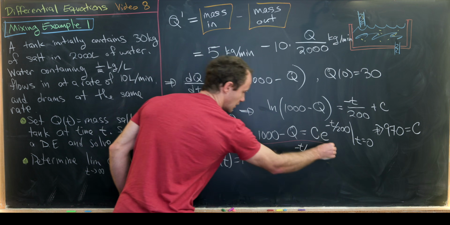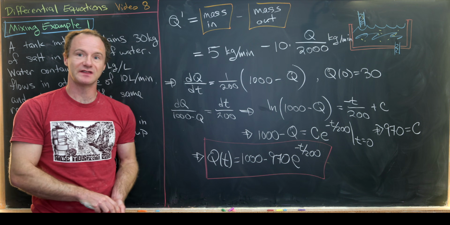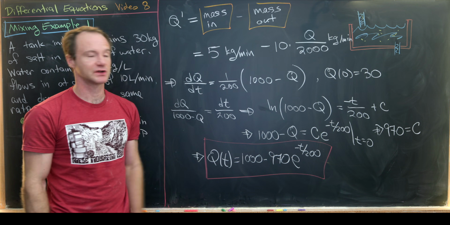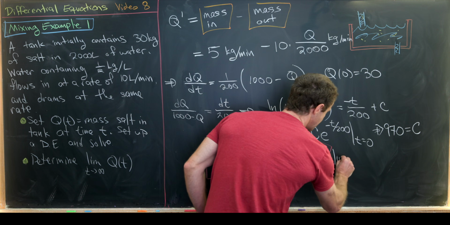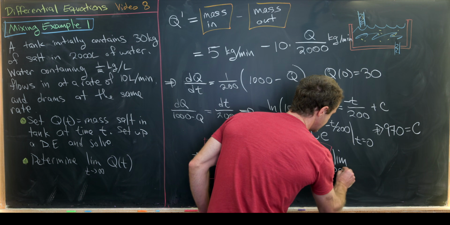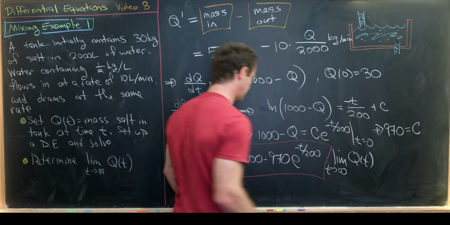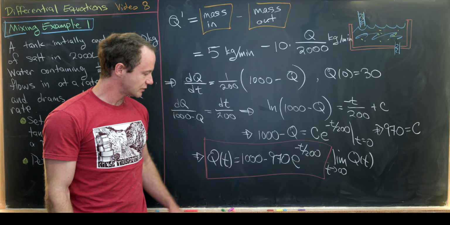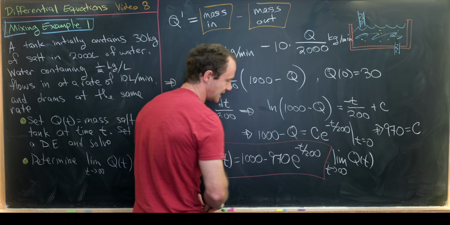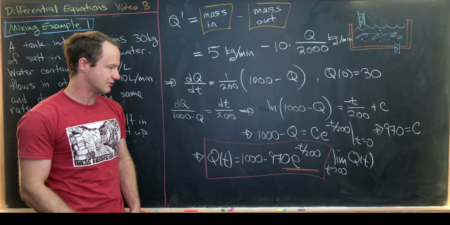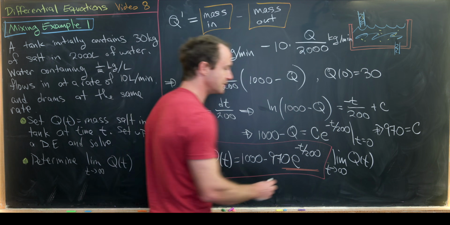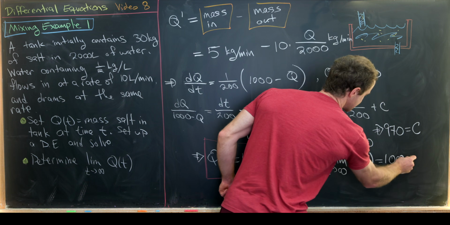Great. So we've solved our differential equation. This will model the amount of salt in the tank at time t. Now let's also take our limit. So the limit as t goes to infinity of q of t is equal to exactly 1,000. That's because this exponential decay term will trend off towards 0 as t approaches infinity. So we get this limit is 1,000.